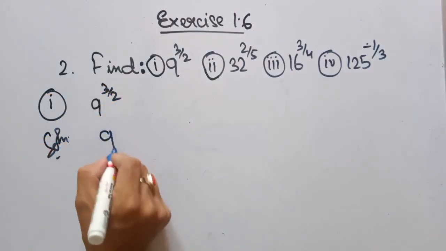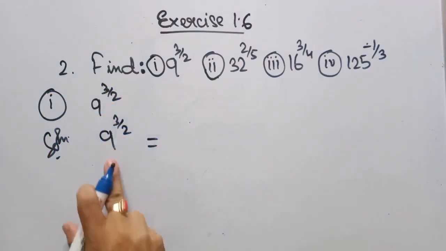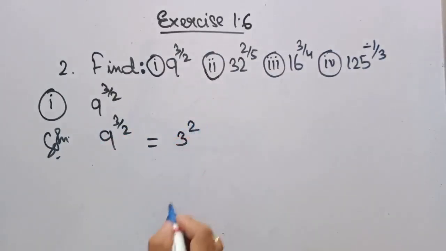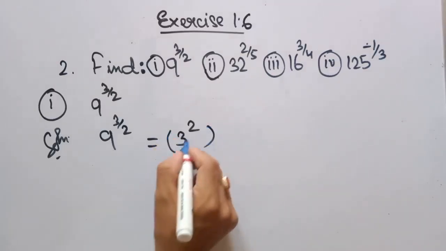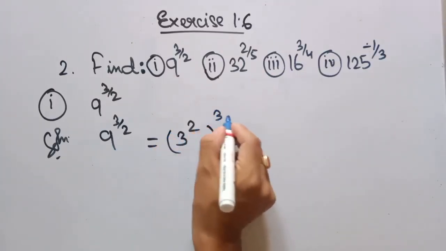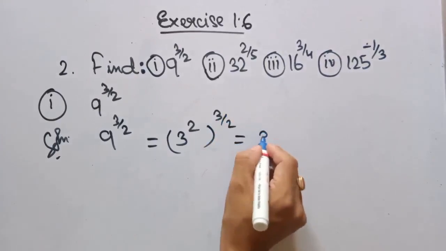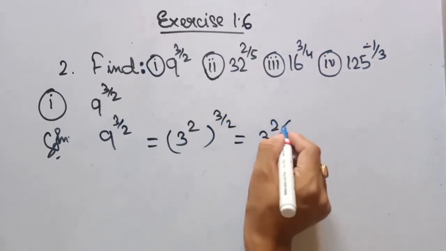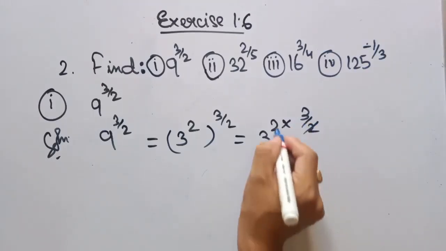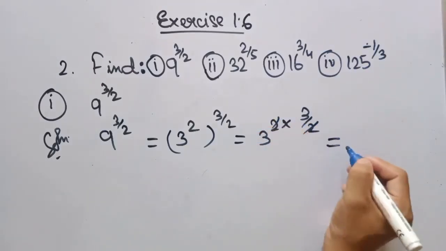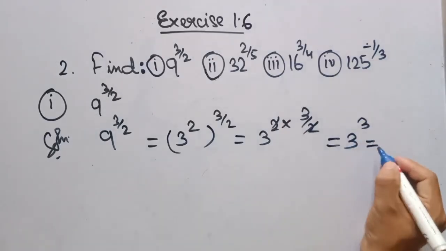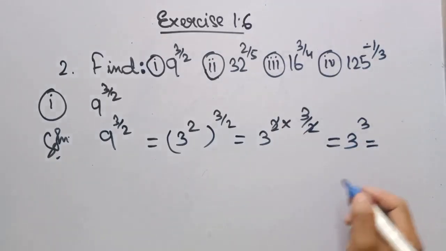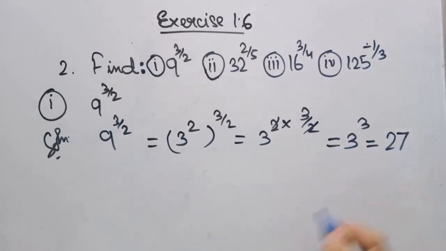Solution: 9 to the power 3 by 2 equals, 9 can be written as 3 to the power 2. 3 squared is 9, so instead of 9 we write 3 to the power 2, then to the power 3 by 2, which is equal to 3 to the power 2 into 3 by 2. This 2 and 2 will cancel out, then we will get 3 to the power 3. 3 squared is 9, 9 into 3 is 27. This is equal to 3 cubed, which is 27. So the required answer is 27.